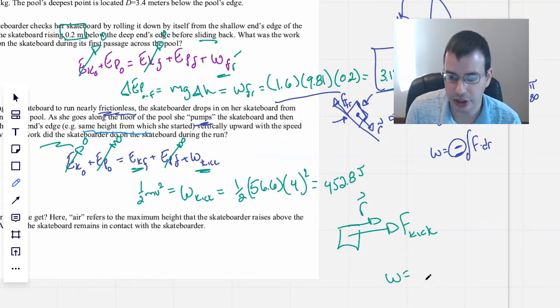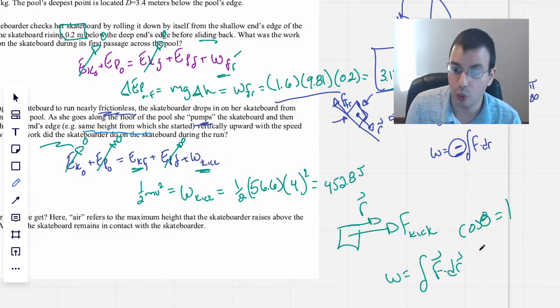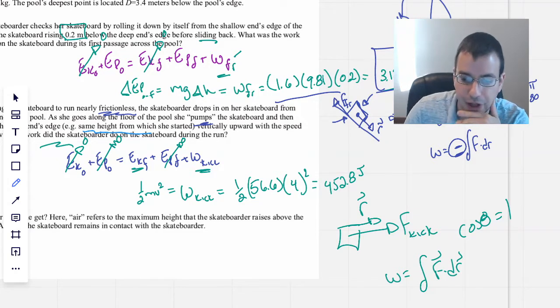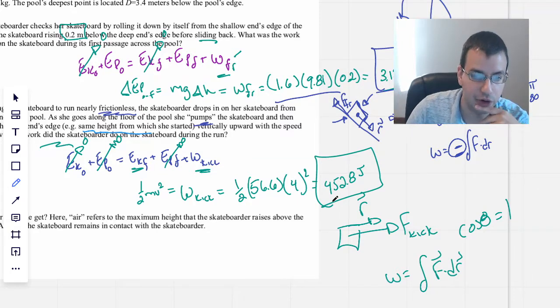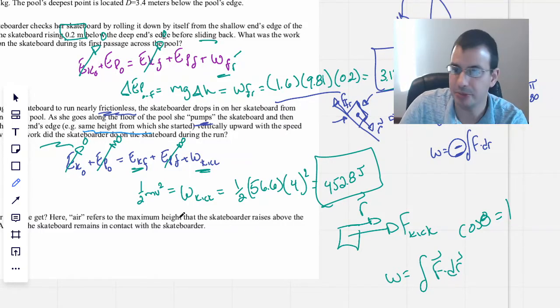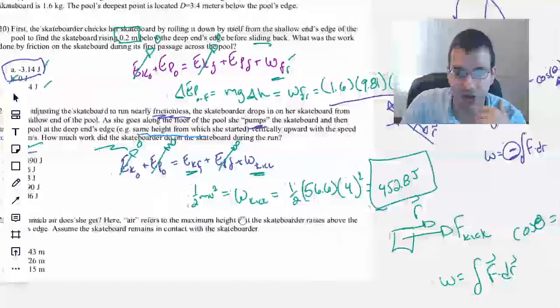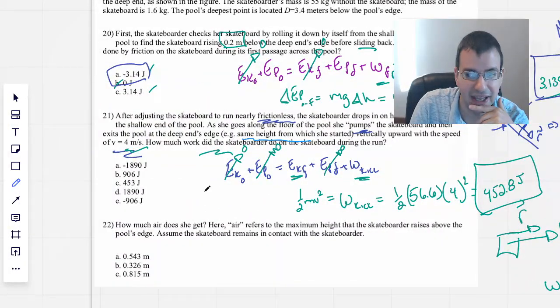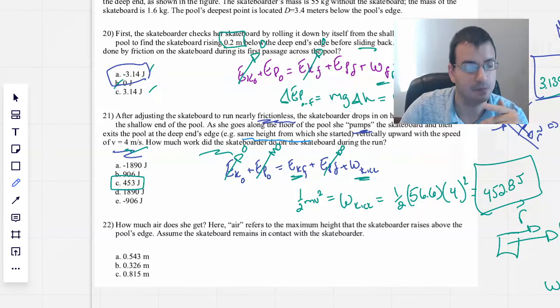So when you do work equals the integral of F dot dr, the cosine of theta between these two vectors will be 0, which will equal 1 as opposed to -1, so it's going to be positive. So this will be a positive value for the work, which makes sense because friction slowed down the skateboarder, while this kicking speeds it up. So it makes sense the signs would be opposite from each other. So 452.8, I'm going to call that the 453 answer.